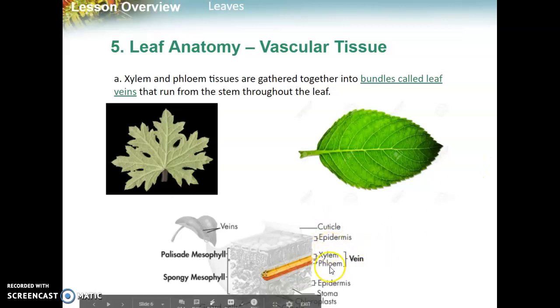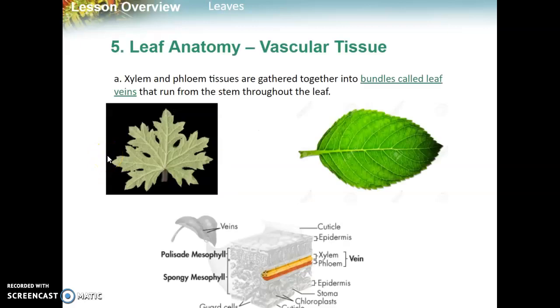So here's another way of looking at this. Within the leaf itself, in the center of the leaf, we have this xylem and phloem, the vein. Here's the cuticle and the epidermis on the top, and the same thing on the bottom. And this tissue in between, guess what? That's the ground tissue.